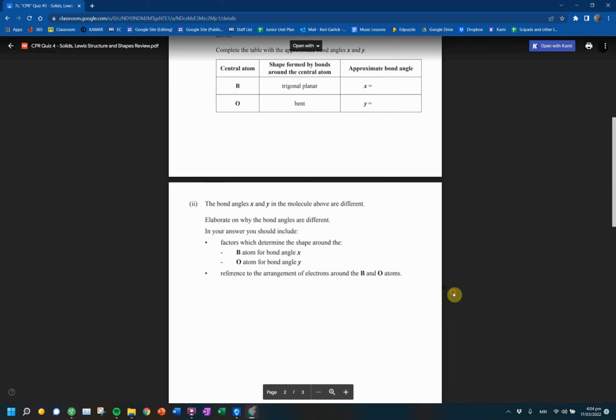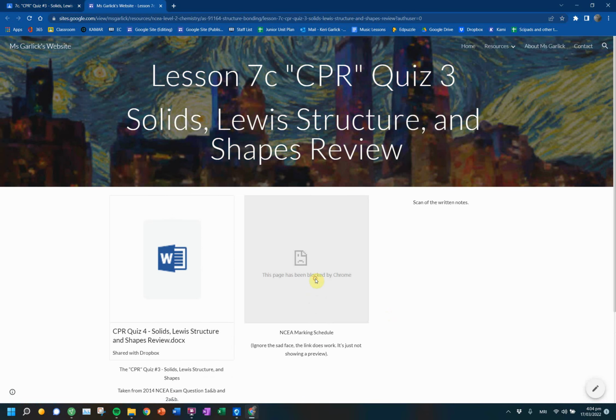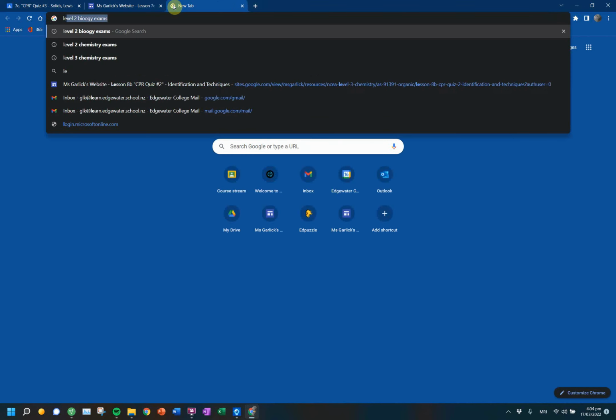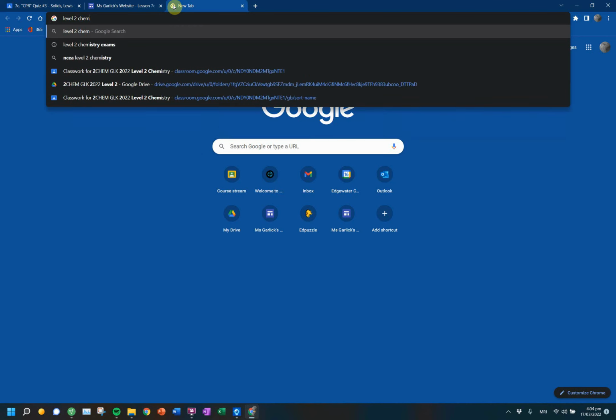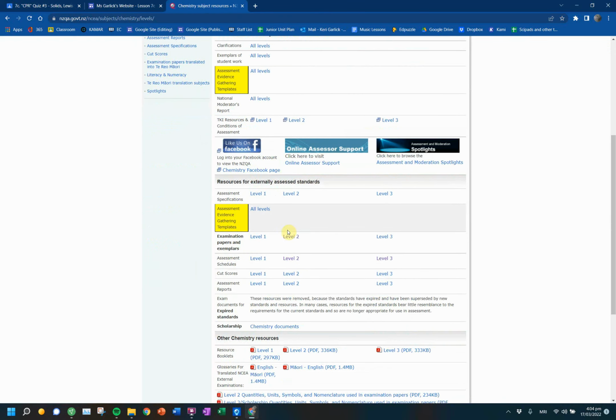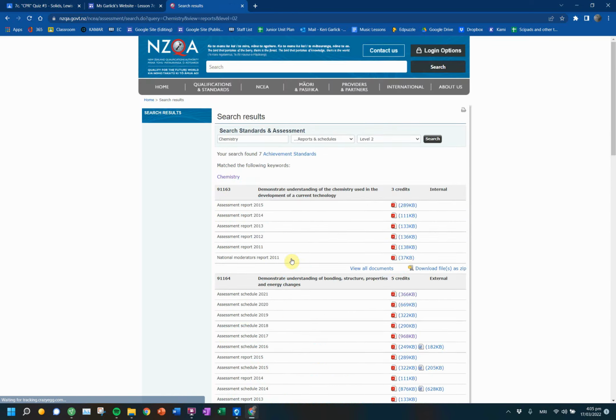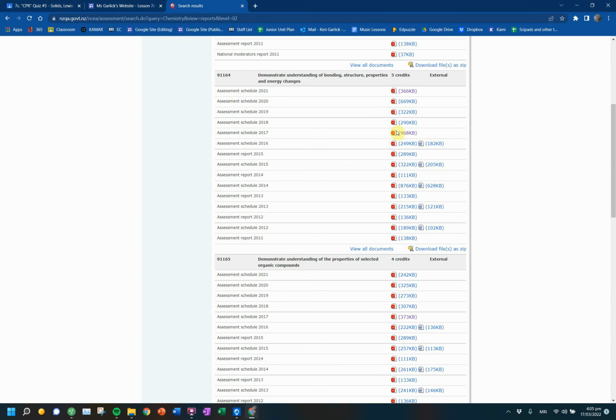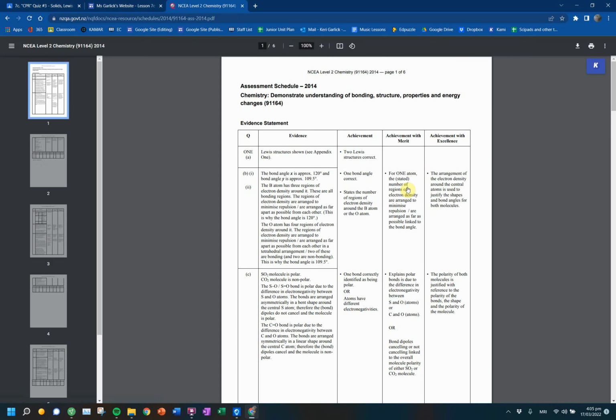And the problem is when you look at the marking schedule, hopefully my links are working because the page is being blocked. That's nice. Hopefully the NZQA website's working because it wasn't working the other day. Now you can see how I find these things. Assessment schedules, structure and bonding, 2014. Let's pull up the assessment schedule. All right, cool. So it's the first one here.